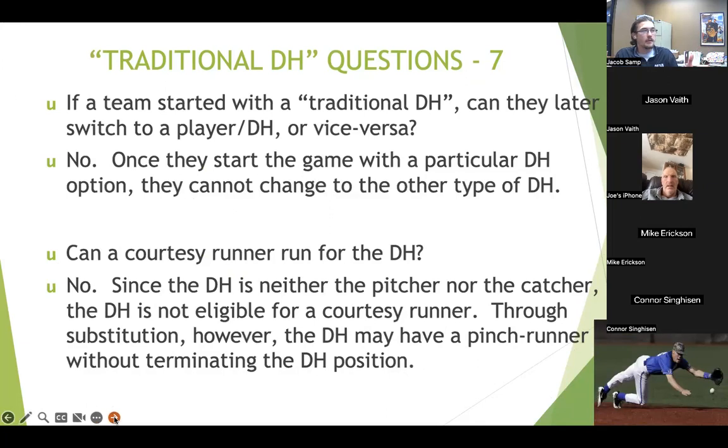So, as we've alluded to a couple times here, once you elect a lineup, you are bound by that lineup for that game. So you cannot switch from a traditional to a player DH, but you can go from a designated hitter to a straight 9. That would simply be where the designated hitter is terminated, because they take up a position in the field, or a couple of the other things that we talked about earlier as far as termination goes.